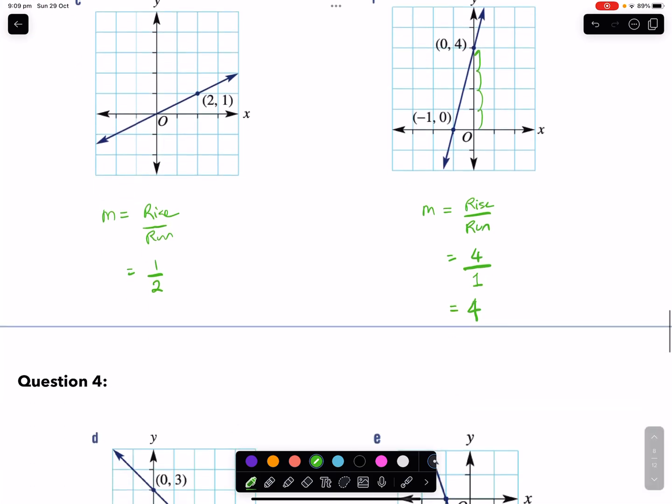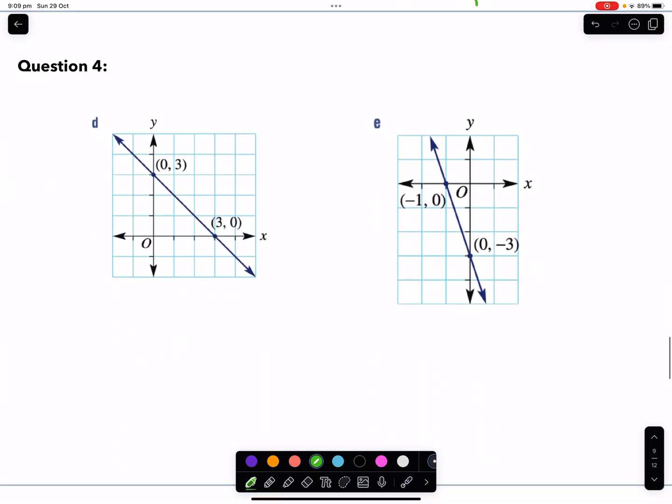Okay, now we're going to try these questions here. On the count of 3, you're going to hit pause. 1, 2, 3, hit pause. And coming back, we're going to go through the answers. I might change color a little bit. No, I'll stick with green.